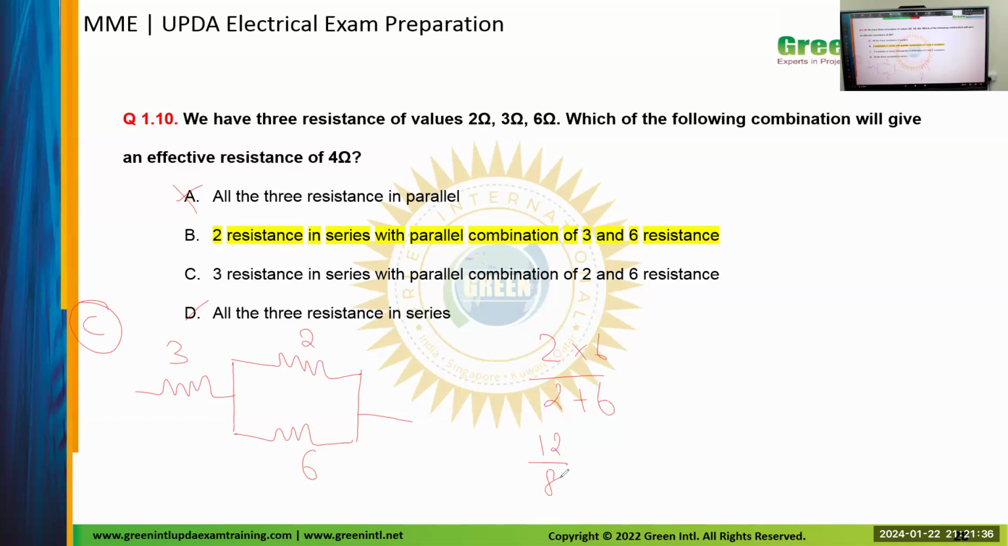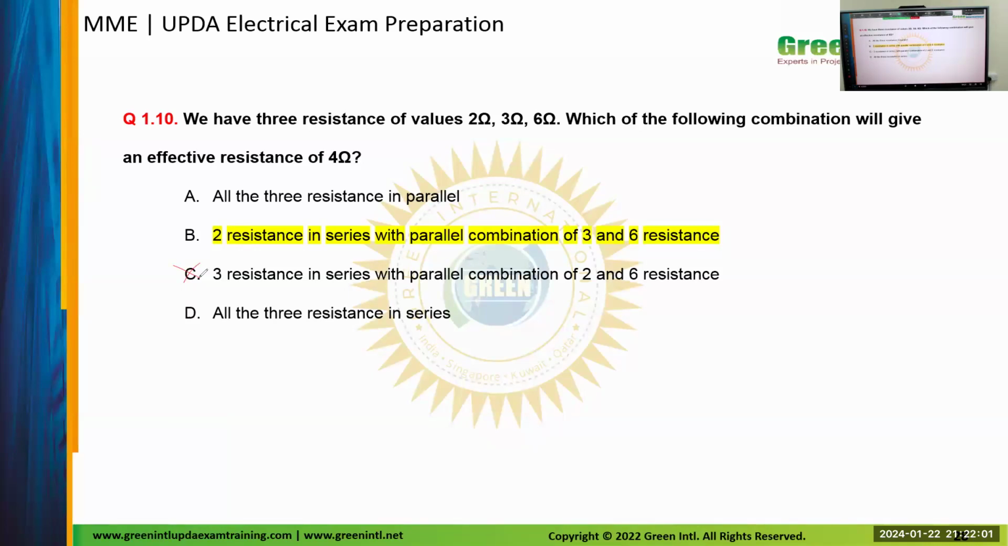So what is the formula for the series circuit? Add. So 3 plus 1.5, since 12 by 8 becomes 1.5, which is not equal to 4. That's why option C is also wrong. So by default we may select option B.